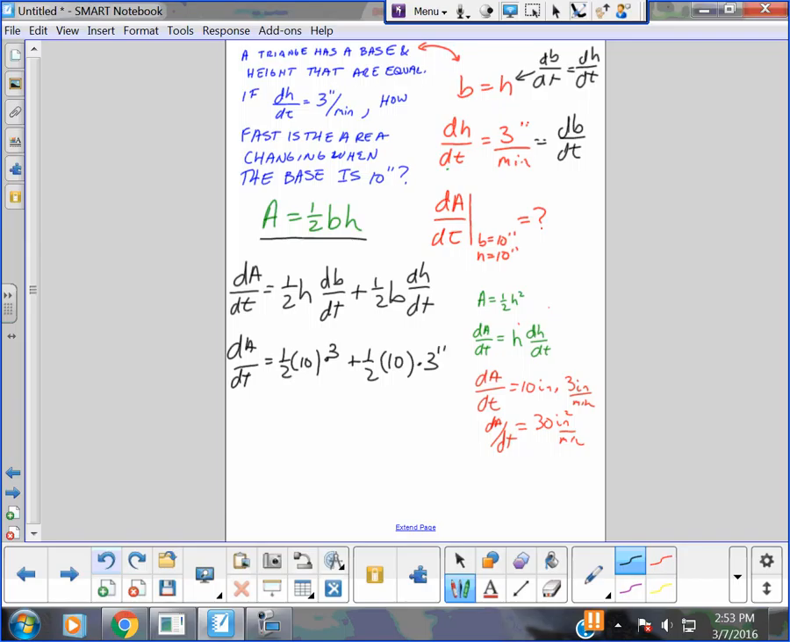What's a half plus a half? Last time I checked, half plus a half is a whole. So the half of 10 times 3 plus a half of 10 times 3 is 1 times 10 times 3. Oh, look! It's still 30 inches squared per minute. This is a much worse way. I would definitely do it the first way, but it works either way. All right?